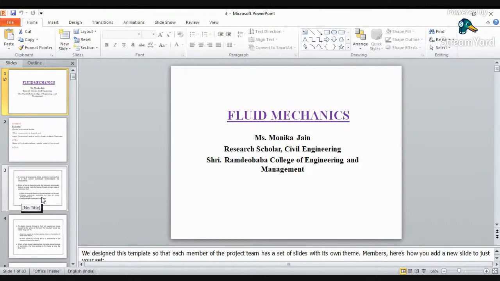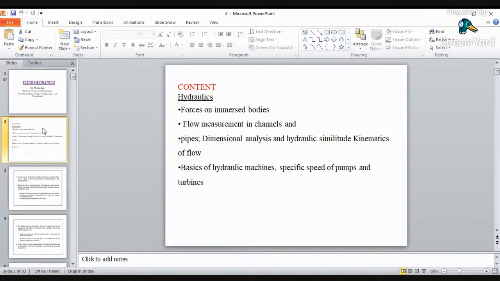About its application, how it will be measured, then losses, then there is the pipe network and the Hardy Cross method. Then today we will cover a few topics on hydraulics, such as forces on immersed bodies, then how flow will be measured out of the channel and pipe, the dimensional analysis, and the basics of hydraulic machineries.